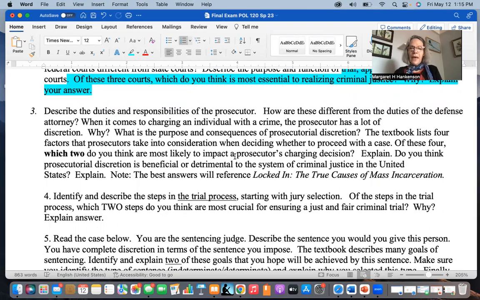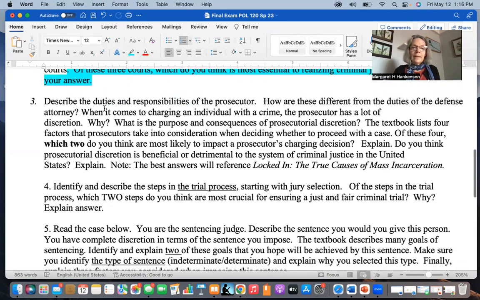Okay. That their duties are different. How are those duties different? You can also do a compare and contrast, but you could say they're different in this way, but they're similar in this way. Okay. And then the next part is about charging. We know that prosecutors have prosecutorial discretion.